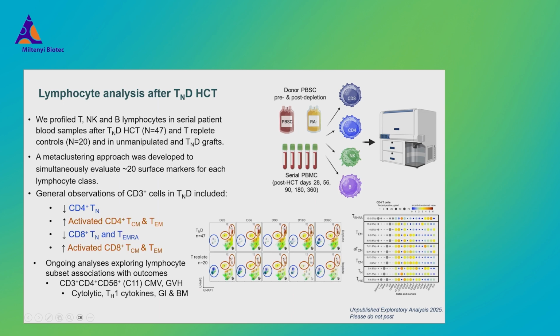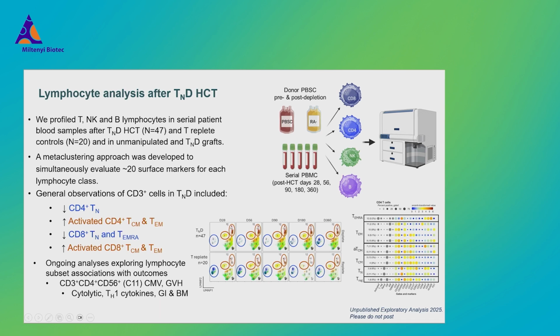I don't have time to go into it in detail, but what we've observed so far is reduction, virtual elimination of the naive T cells, both CD4s and 8s, in the early post-transplant period as expected. Also reduction of the TEMRA cells, again, because they express CD45, they're lower. But instead we see activated central memory and effector memory T cells, both 4s and 8s.